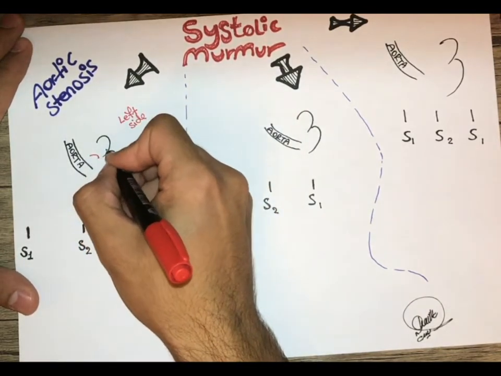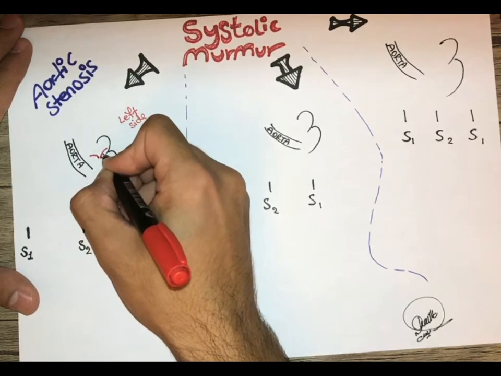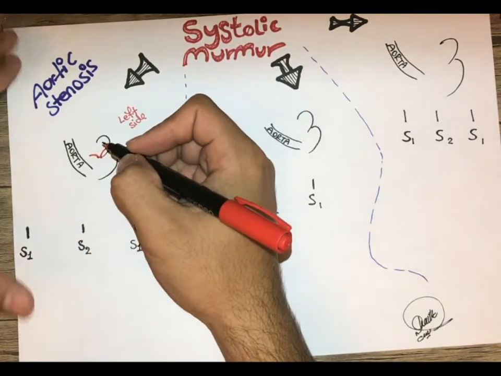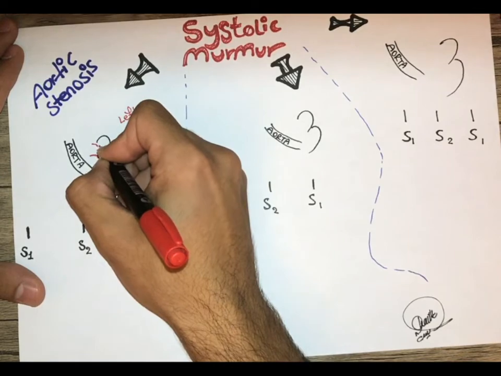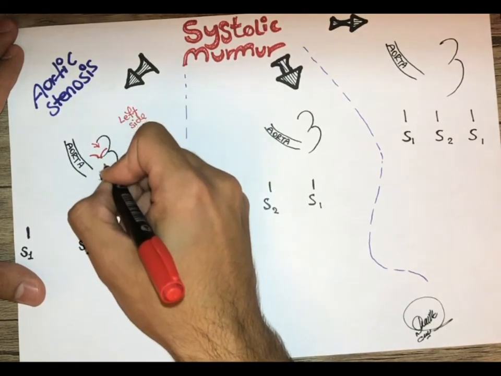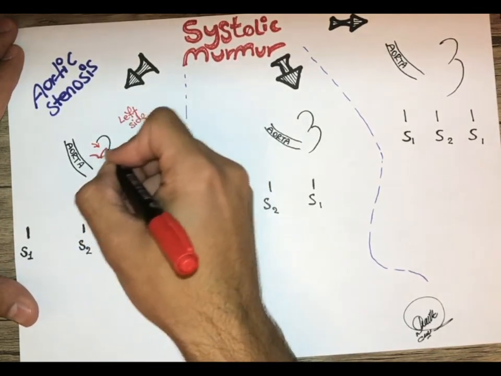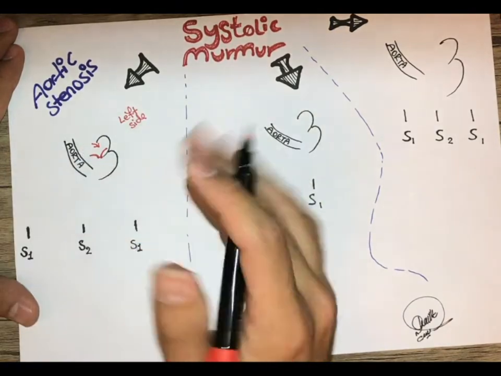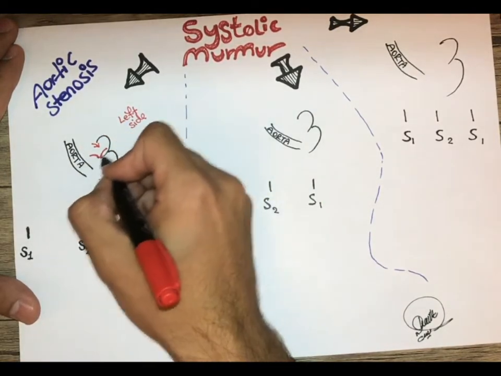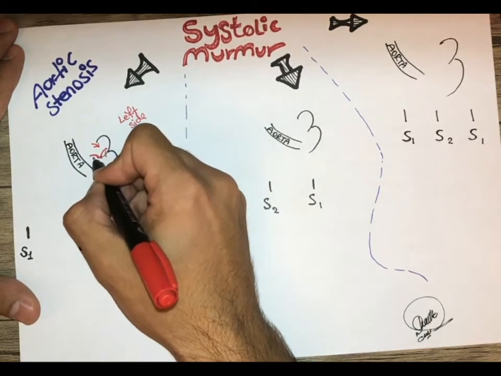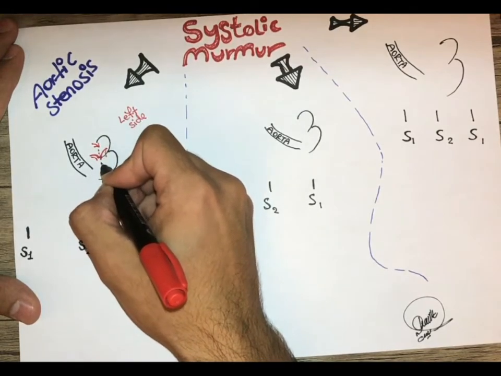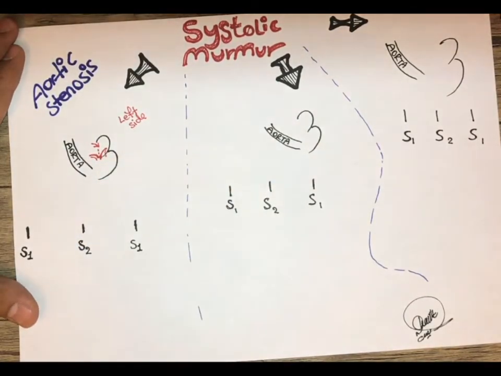Now, what is this? This is the mitral valve. So the blood passes from the left atria into the left ventricle. The mitral is functioning well, so we hear S1 normally. Then the mitral valve will be opened here, so the blood will pass into the left ventricle.